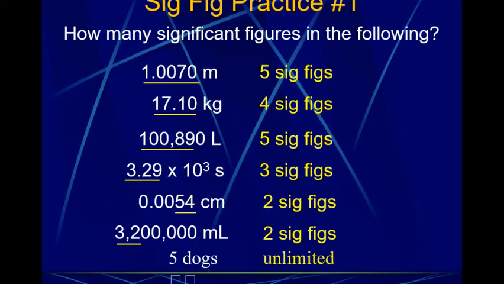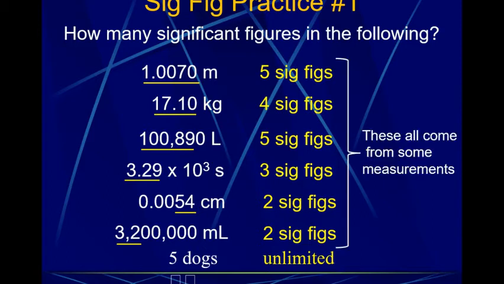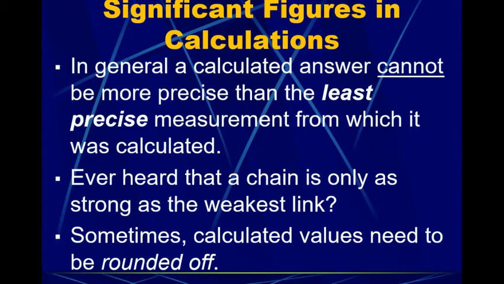It would be an unlimited amount, because if you had 5 dogs, you wouldn't really measure how many dogs you had, you would count them. So you have to be using a measurement tool in order to have a number of significant figures. So how is this going to be important? Well, in general, a calculated answer cannot be more precise than the least precise measurement from which it was calculated. So kind of like that chain is only as strong as its weakest link.